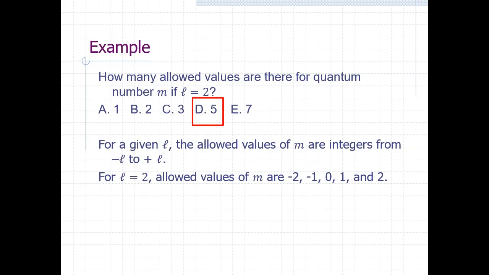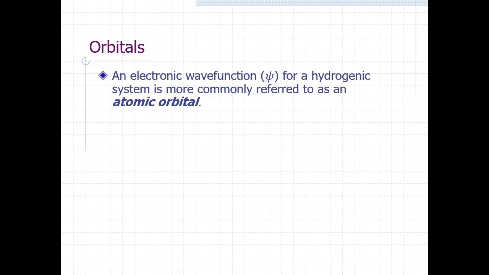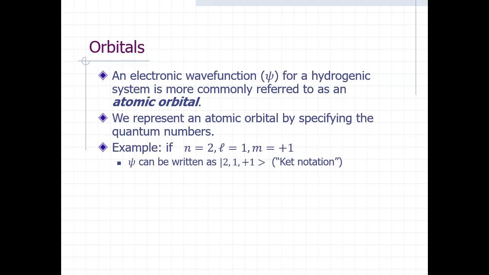In general, for a given L, the number of allowed m values is 2L plus 1. In this case, L equals 2, and 2 times 2 plus 1 equals 5. An electronic wave function for a hydrogenic system is called an atomic orbital. So, we can represent an atomic orbital by specifying the quantum numbers associated with it. For example, if the quantum numbers n, L, and m are 2, 1, and plus 1, we can represent the atomic orbital by listing the quantum numbers inside the ket symbol, like this.